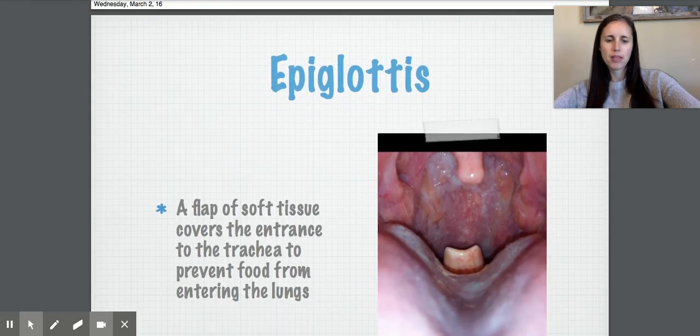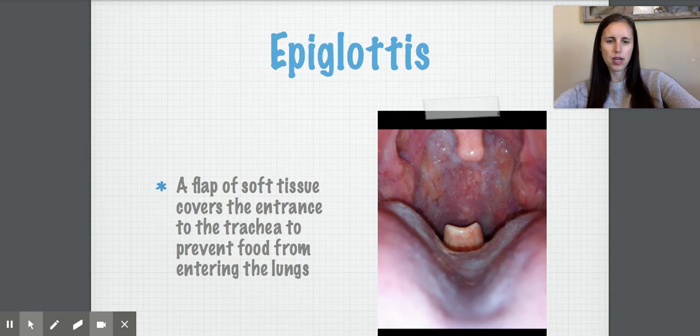So now we are out of the mouth and going down the throat. We have this beautiful little flap back here called the epiglottis. If you were to take a camera and stick it down the back of your throat, this epiglottis is there. It's a flap of soft tissue that covers the entrance for the trachea. We haven't talked about the trachea yet, but the trachea leads into your lungs. We'll talk about that next video.